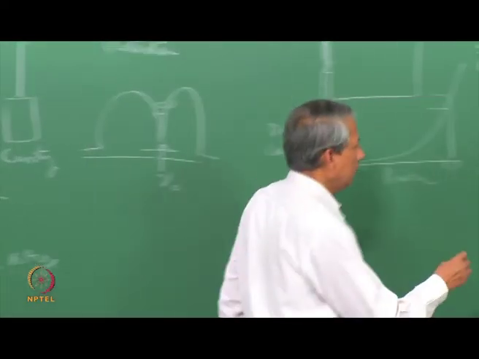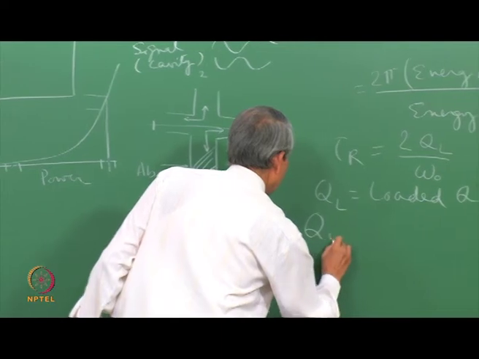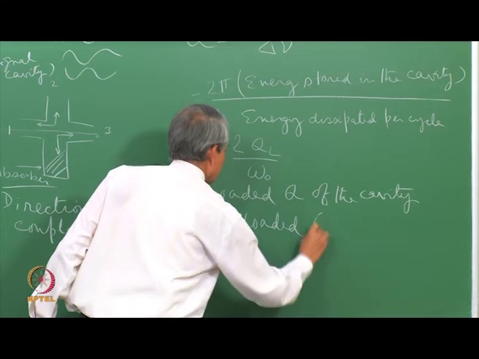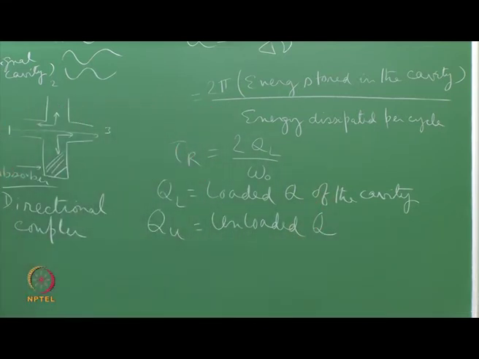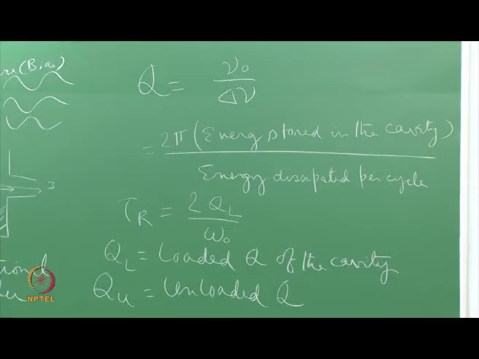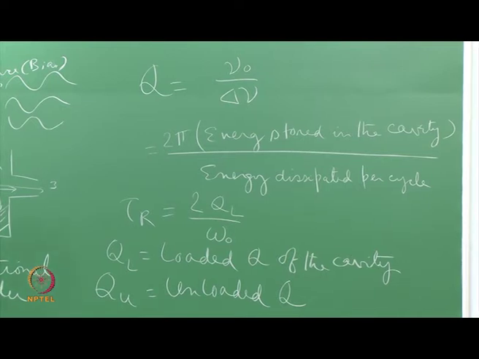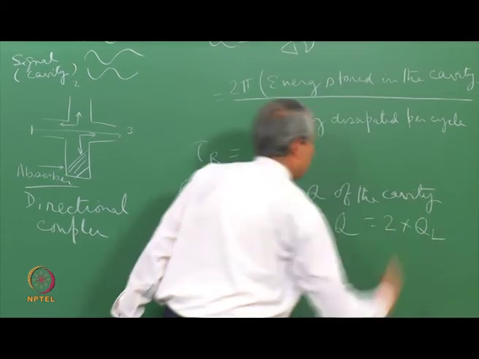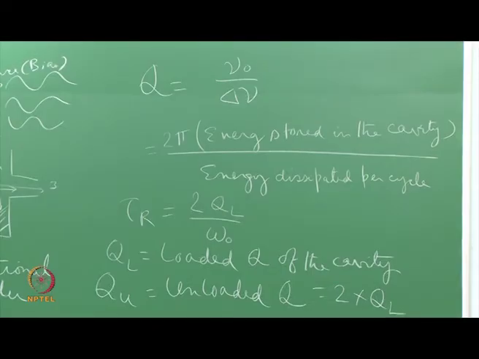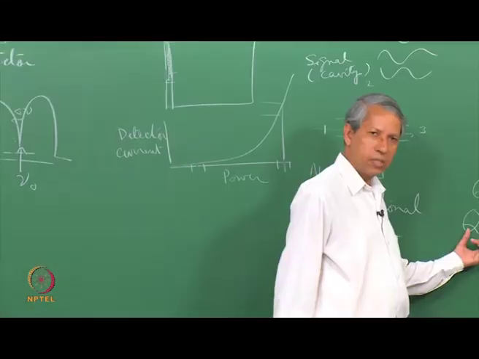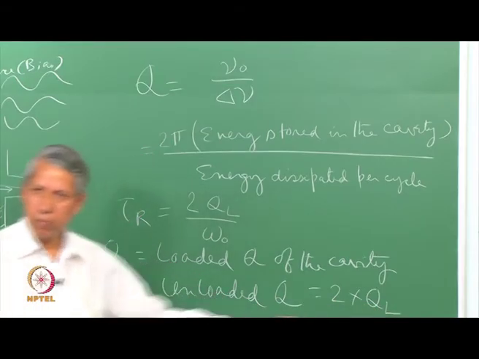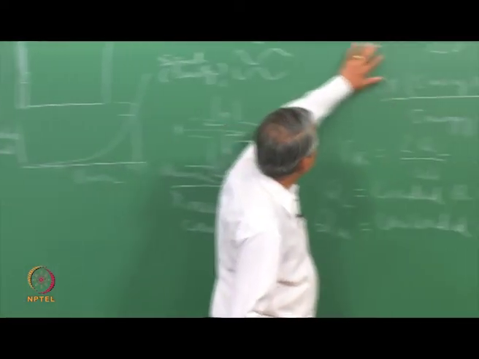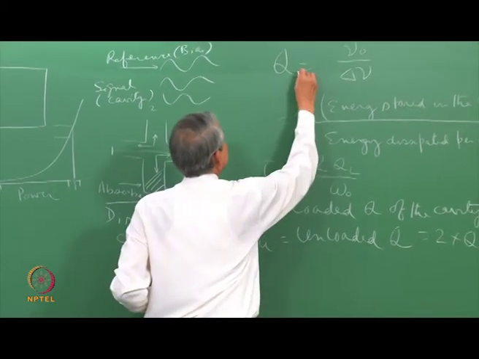Another term that is used here is called unloaded Q. It has more of a theoretical interpretation, and it happens to be 2 times Q L. So, we do not have much interest here; it has some theoretical significance, why it should be twice of this one. But what we see in practice is just the loaded Q that we measure experimentally. So, that is this Q given by this formula. This is the same as Q L here.